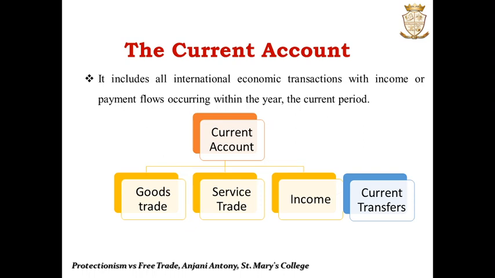Last one is current transfers. Any transfer between countries that is one way, a gift or a grant, is termed as a current transfer. That is a one-way transaction. So there are four subcategories for the current account: goods trade, service trade, income and current transfers.